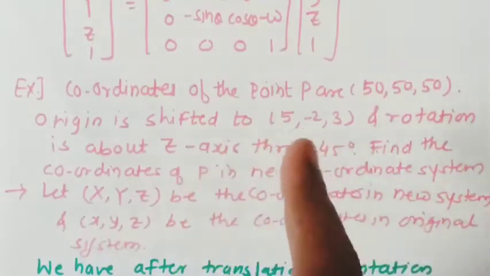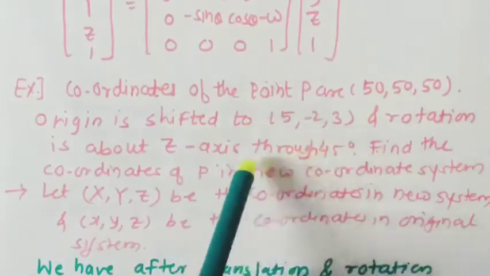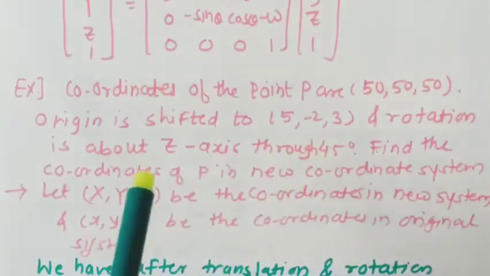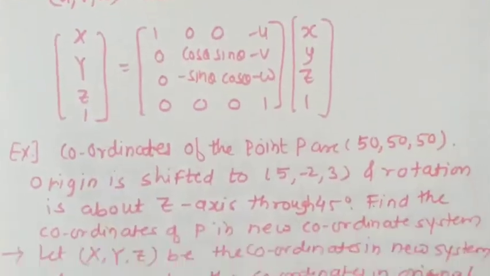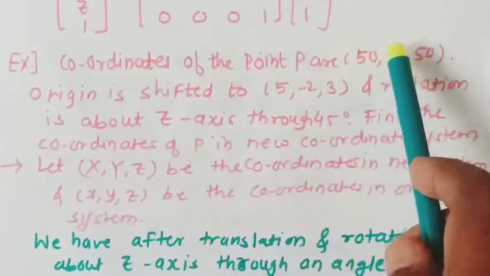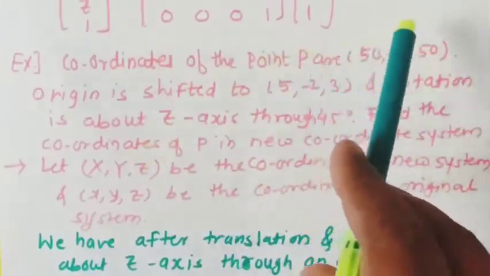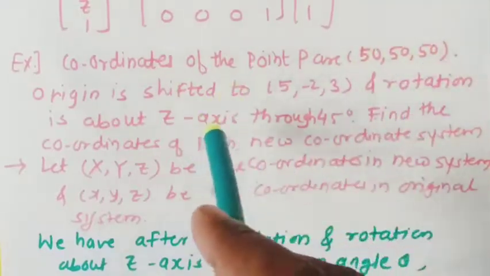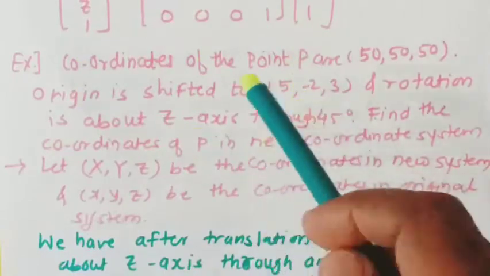Shifting of origin means translation, and rotation about some coordinate axis means rotation. So both we are having, and for translation and rotation together we have the new coordinates formula in the form of a matrix. Now this is the original point. Originally it is at the point 5, 5, 5, and we have to determine what the value of this point will be in the new coordinate system.